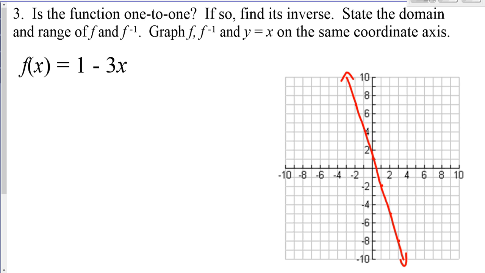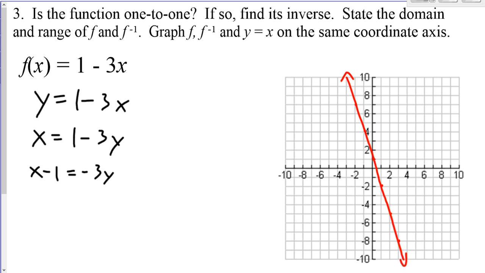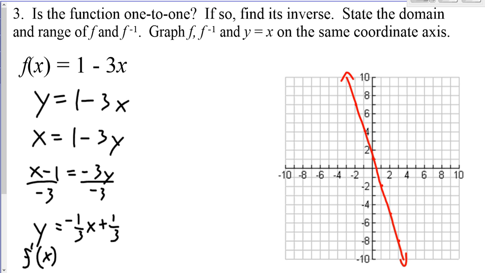So if this is y equals 1 minus 3x, I'm going to replace my x and y. So I get x is equal to 1 minus 3y. And I'm going to solve for y. So subtract 1 from both sides, and then I'm going to divide by negative 3. So then I get y is equal to negative 1/3 x plus 1/3. And then replace y with f inverse of x, which is equal to negative 1/3 x plus 1/3.